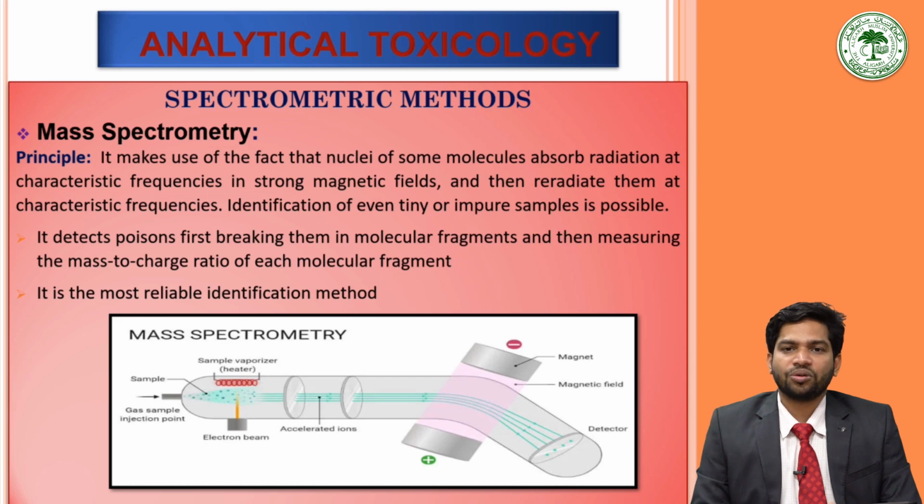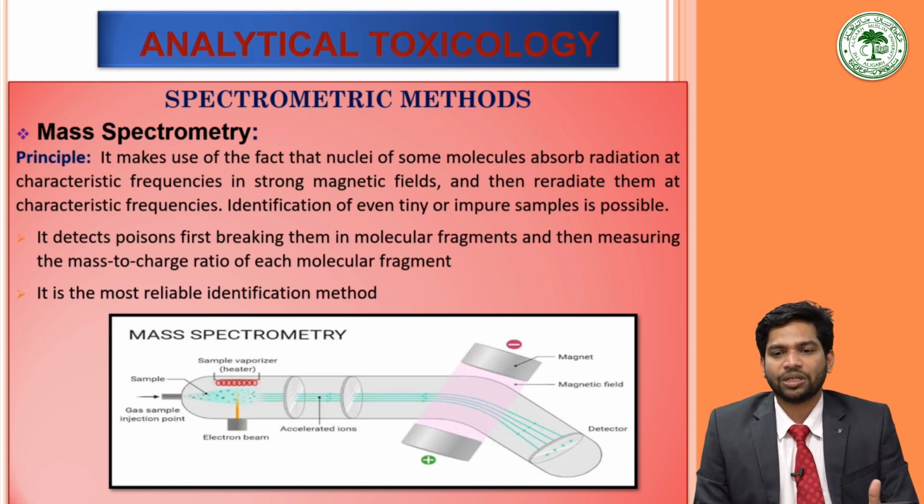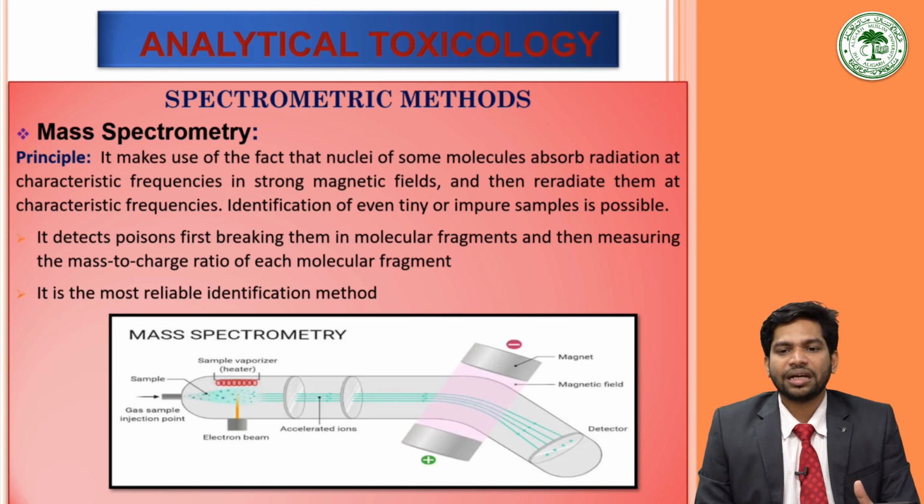Then, after absorption spectrophotometry and emission spectrophotometry, is mass spectrophotometry. Mass spectrophotometry is an analytical technique that detects poisons by first breaking them into molecular fragments and then measuring the mass to charge ratio of each molecular fragment. Although it is a misnomer, as light spectra are not studied in it, the term spectrophotometry is wrongly used with mass spectrophotometry. However, it is the most reliable identification method for poisons and drugs. However, its applicability is only if the sample is pure.